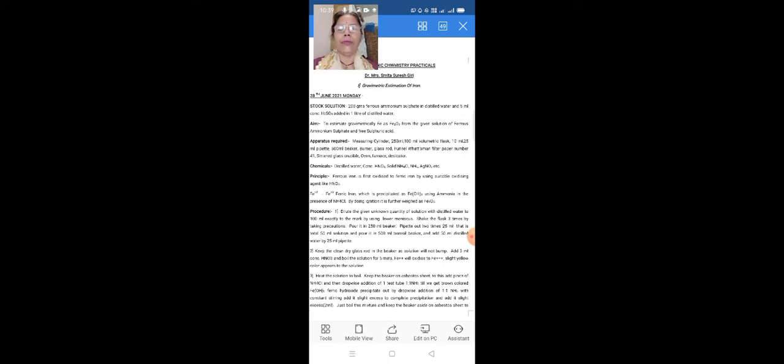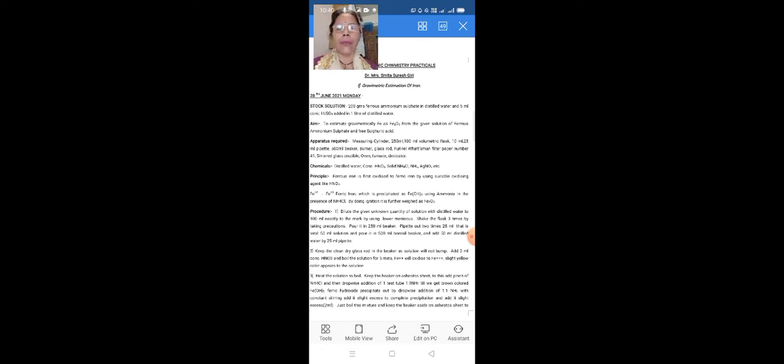ion of iron, that is Fe, is present in your given solution. So we have to find out how much iron is present in your solution: how to precipitate it out, get it in a pure form, and then find out how much iron is present, right? So this is nothing but gravimetric analysis or gravimetric estimation, exactly.